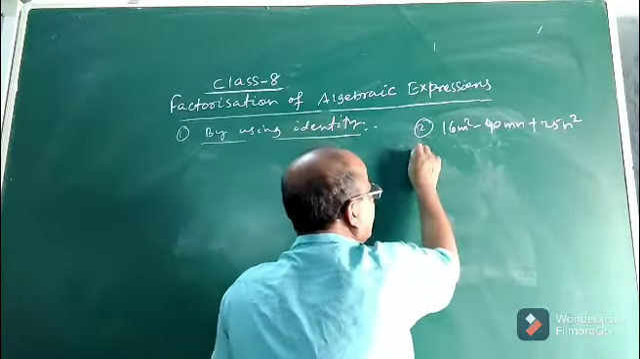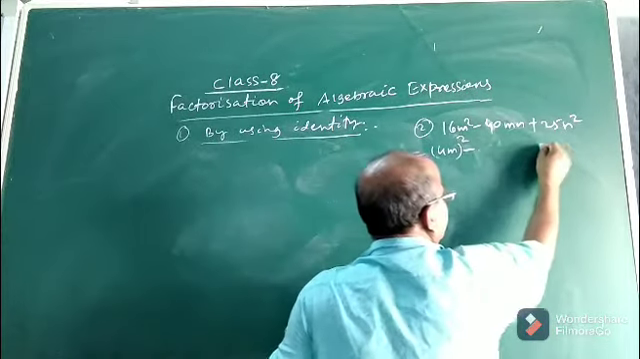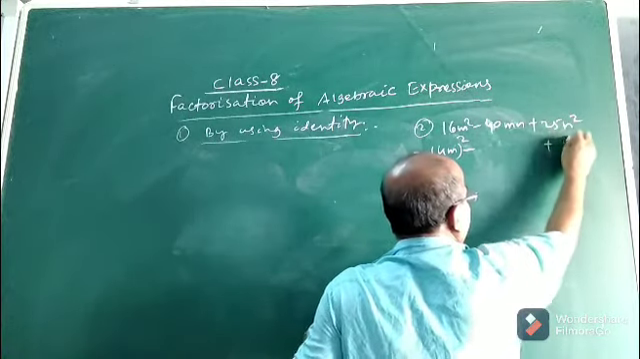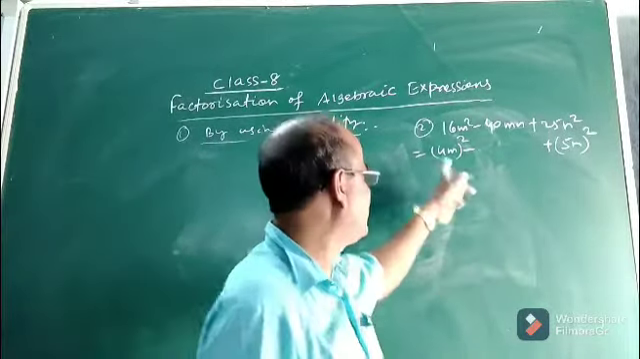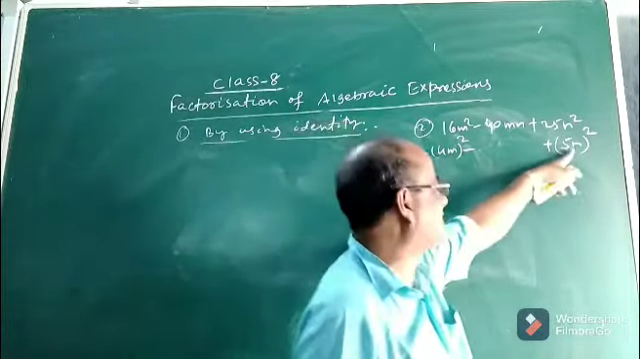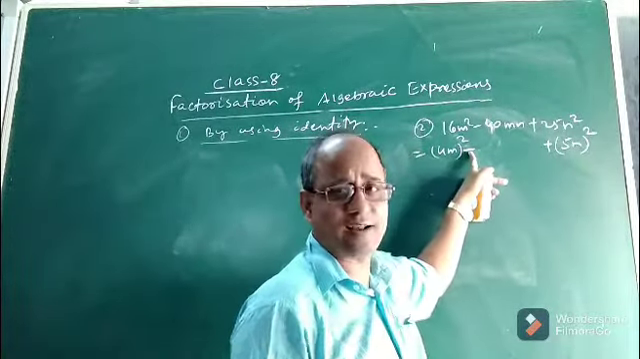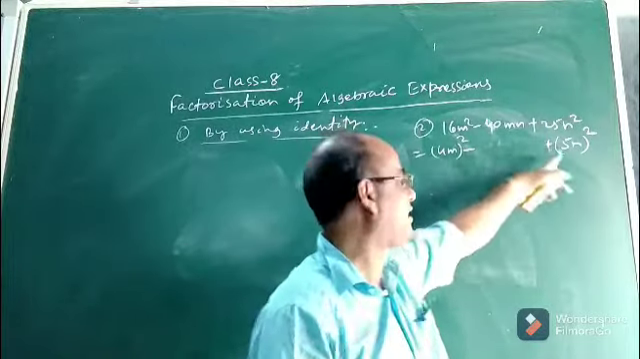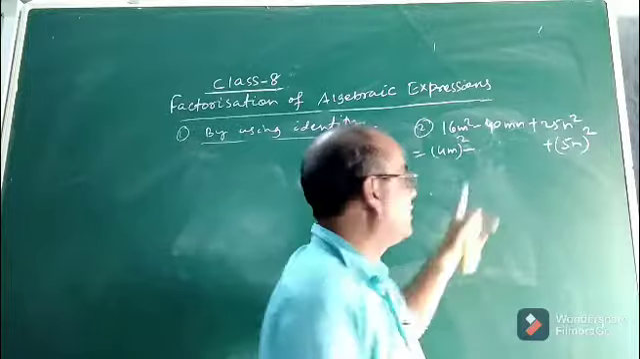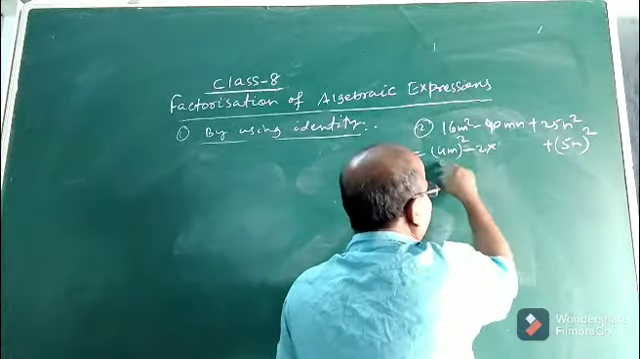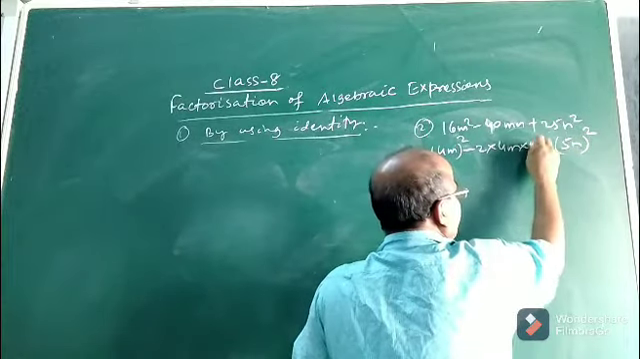Very simple. This 16m square you can write as square of 4m, minus. This 25n square can be written as square of 5n. Now take this one as a and this one as b. So this is a square plus b square. Then a minus sign is there, so it will be minus 2ab: a square minus 2ab plus b square. Then what will the minus 2ab term be? It is minus 2 into, in place of a you write 4m, and in place of b you write 5n.